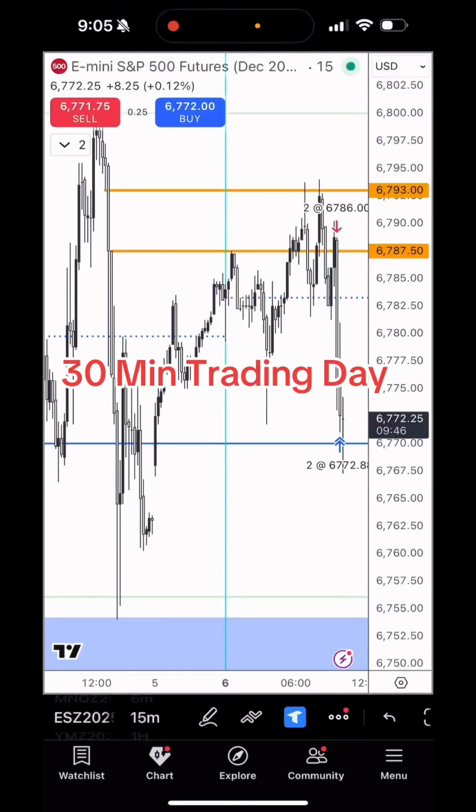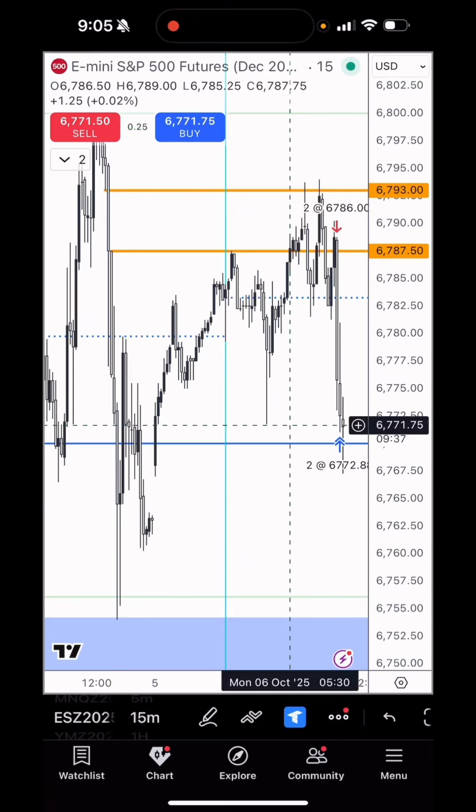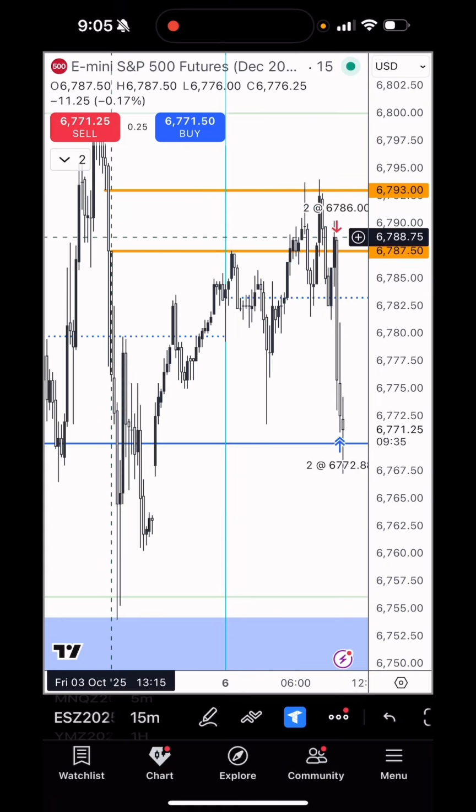Quick trade breakdown on sales take on S&P this morning. So first things first, if you look at my market outlook on the Colossal Trader YouTube channel, you saw me call certain levels that I was expecting price to react to. This is one of the levels right here, 15-minute chart.